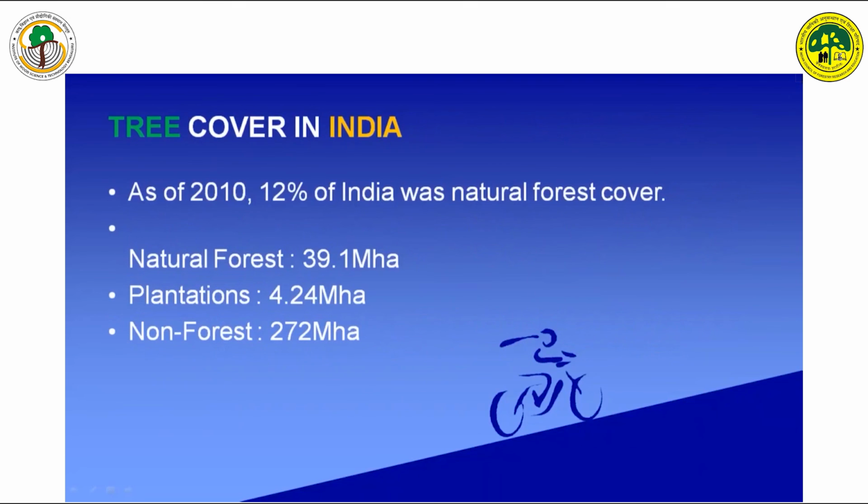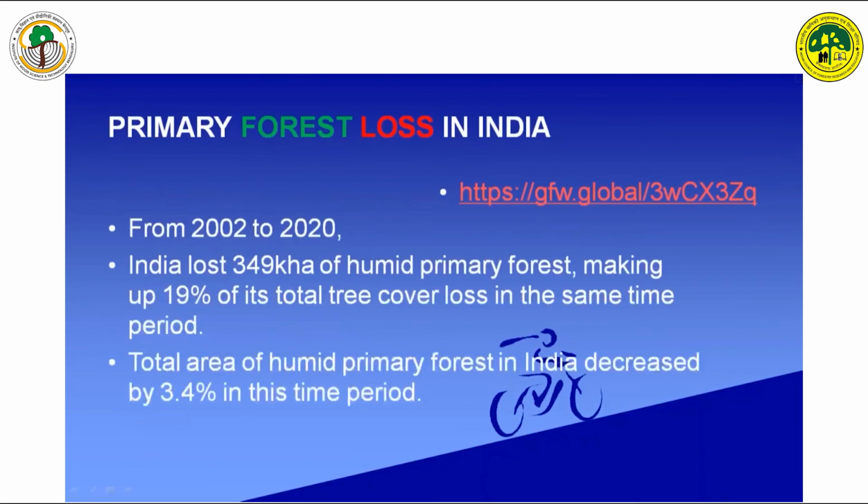And tree cover in India: as per the 2010 census, 12% of India was natural forest cover. The natural forest cover is 39.1 million hectares, and plantation is 4.24 million hectares. Non-forest land is 272 million hectares. So these are the statistics obtained from this.